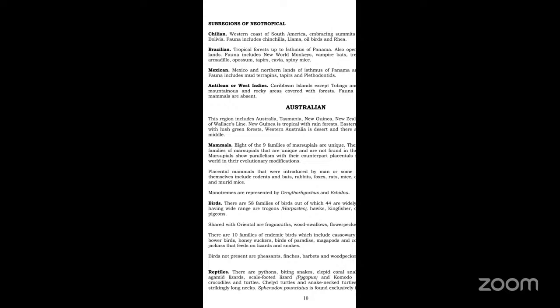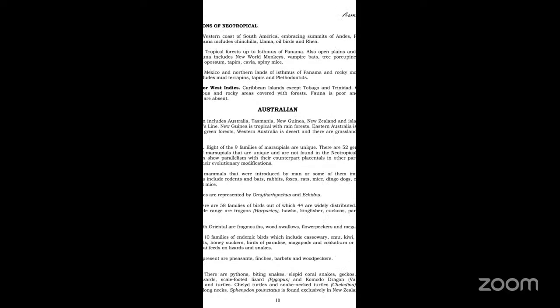Now coming to Antillean or West Indies, it includes Caribbean islands except Tobago and Trinidad. It contains mountainous and rocky areas covered in forests. Here the fauna is very, very poor and native mammals are totally absent.